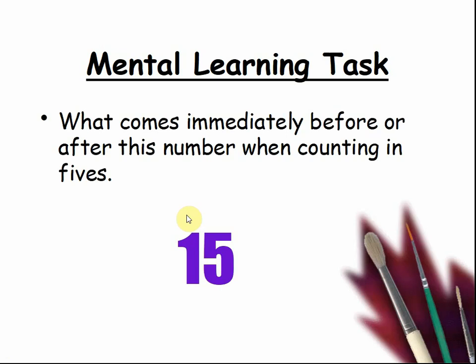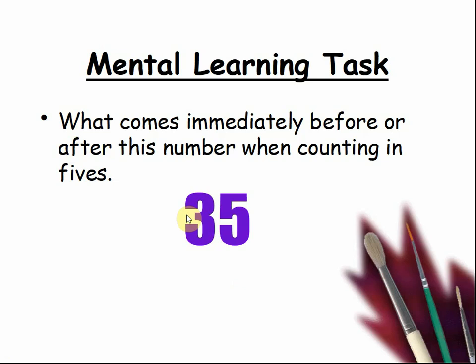What comes immediately before or after this number when counting in 5s? Then it would go 15, and then the next one, if we're counting in 5s, up would be 20. Well done. And how about if we're counting backwards? What's 5 less than 15? That would be 10. Well done.